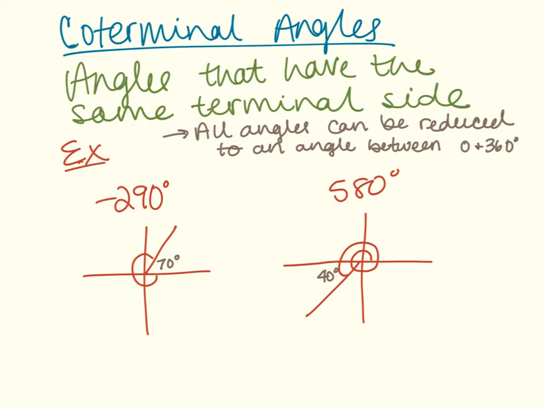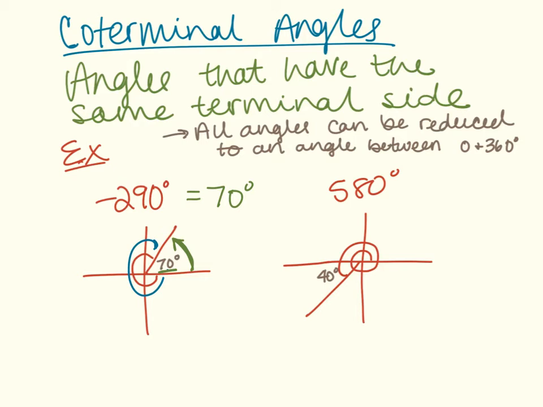So for example, with negative 290, on the previous slide we saw it had a reference angle of 70. Instead of thinking about this angle going backwards as a negative, a coterminal angle could be the angle that takes you to that exact same spot, but going in the positive direction. We already knew that reference angle was 70. Well, it's in the first quadrant, so a positive coterminal angle for that would just be 70 degrees.